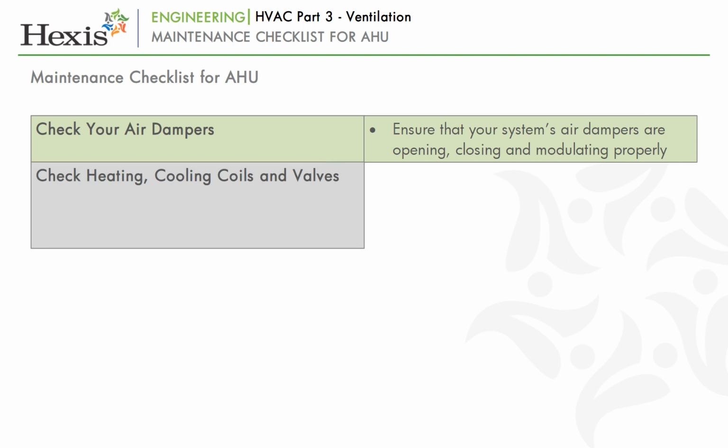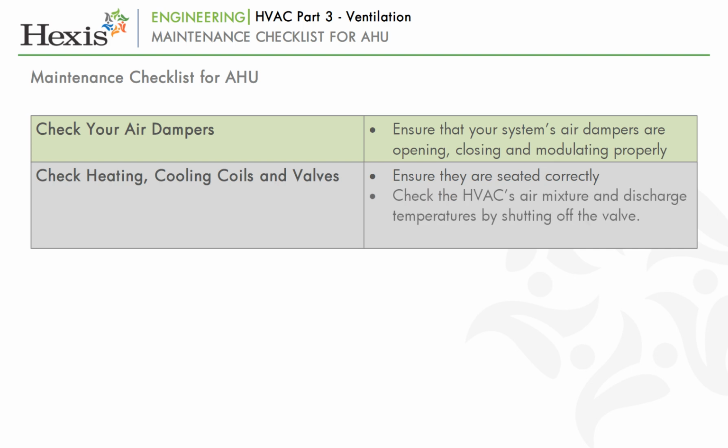Check heating and cooling coils and valves. To ensure the proper operation of your heating and cooling valves, you will need to determine if they're seated correctly. If the valve placement is off, your HVAC may be unnecessarily heating and cooling simultaneously. This could get very uncomfortable for your employees. You can check the HVAC's air mixture and discharge temperatures by shutting off the valve. If it's shut off and the supply is still heated by the coil, the AHU's valves are malfunctioning.